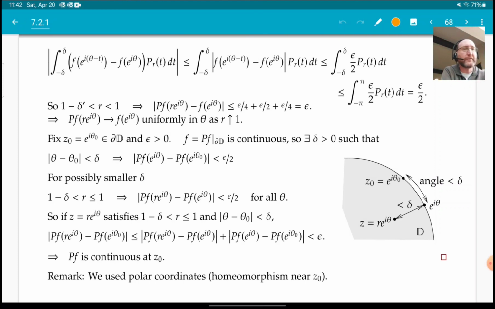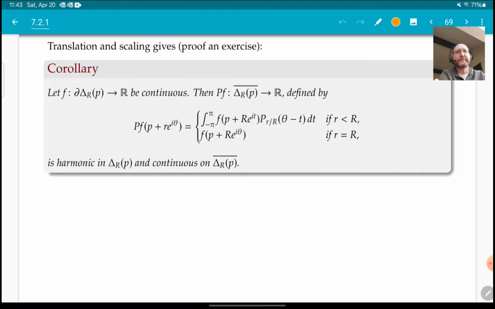So that means that we have continuity. And you can see that the continuity part was actually the trickier part. The fact that it was harmonic was easy. That was just the fact that the Poisson kernel is harmonic itself. It's the continuity that requires some tricky estimates. Maybe not so tricky, but it requires something.